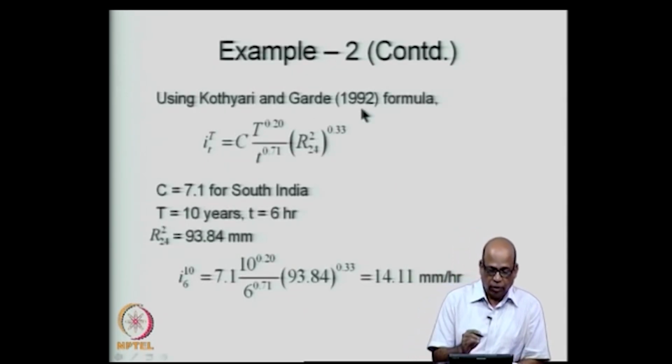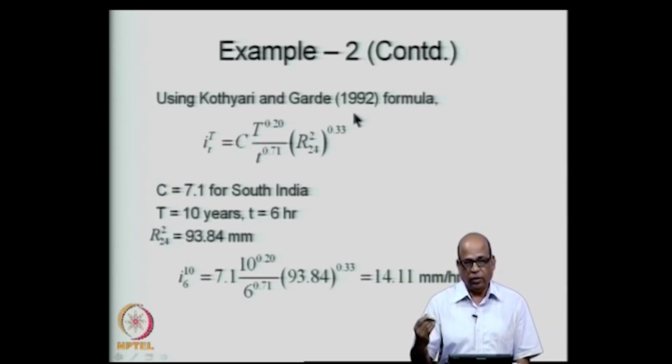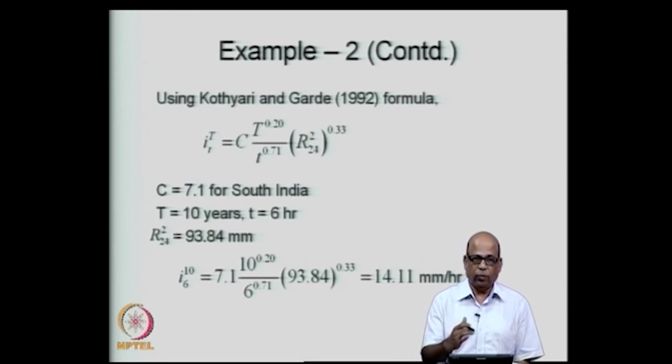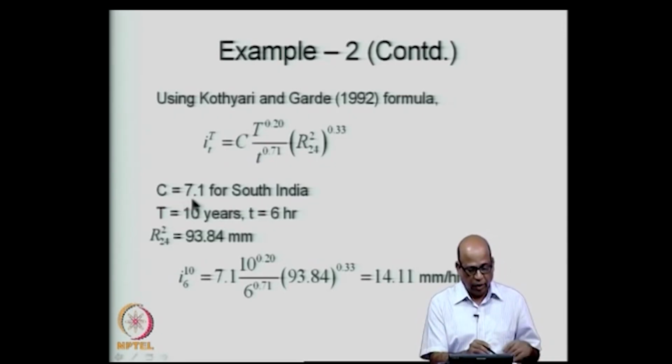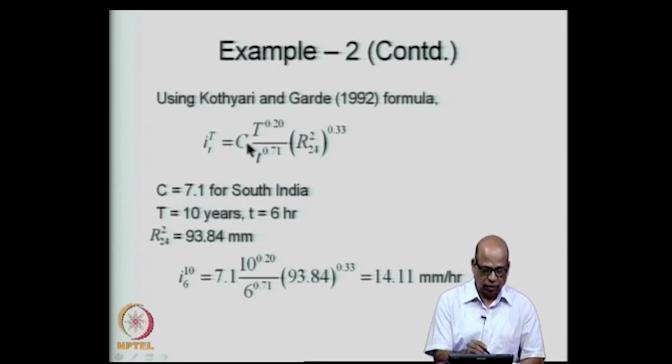So, we will use the Kothari and Garde relationship, which was provided in 1992 with the data that was available. Also, they studied 80 rain gauges spread all across the country, and therefore, this may be a slightly better one. Now, we use this, and they have given for South India the constant C as 7.1. We are using T equal to 10 years for this example, and the duration is 6 hours, and this R24,2 is 93.84. This I am directly picking up from our data which is available.